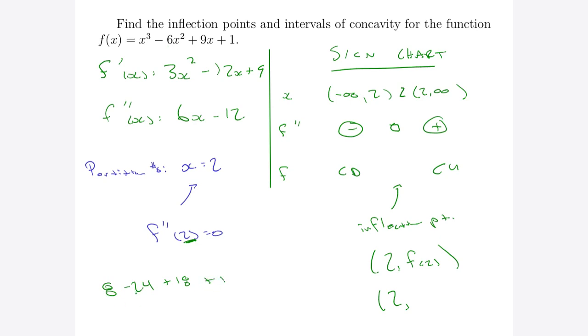8 minus 24 is negative 16, plus 18 is 2, plus 1 is 3. So we've got an inflection point at (2, 3). It's concave up on (2, infinity), and it's concave down from negative infinity to 2. Pretty cool. Not too bad.